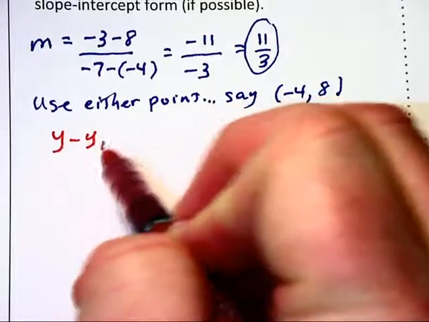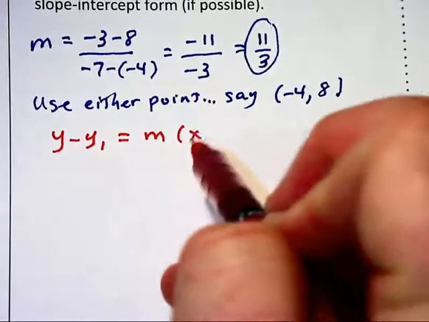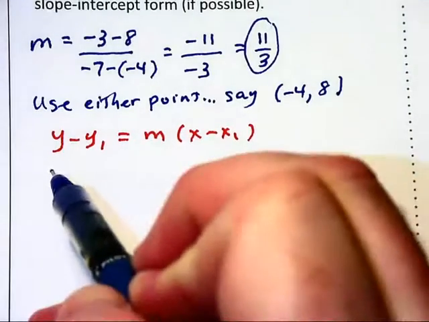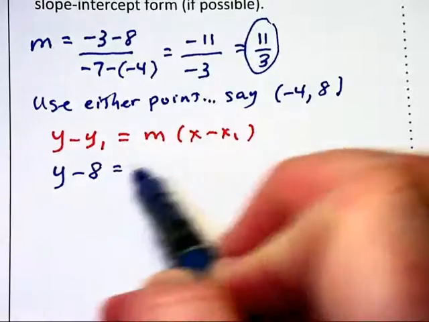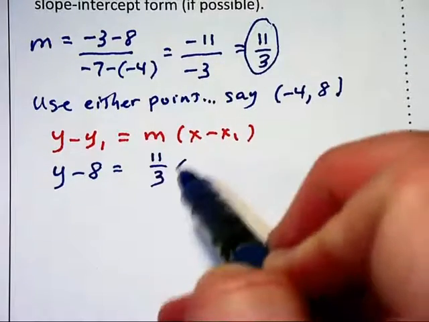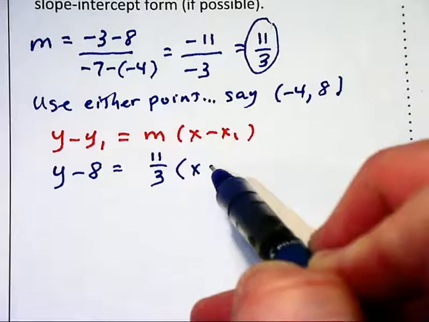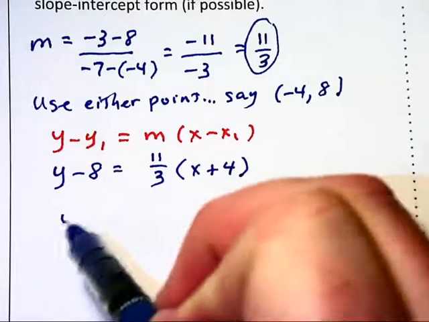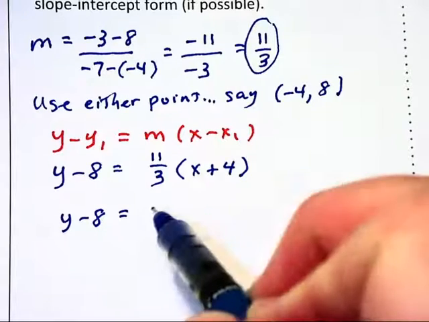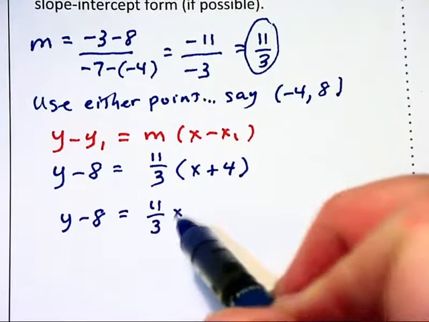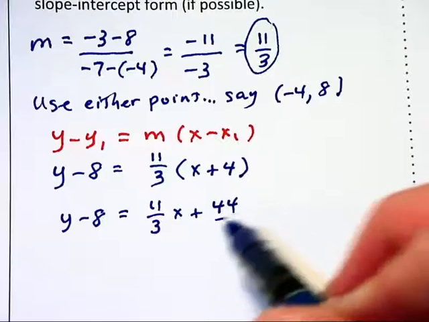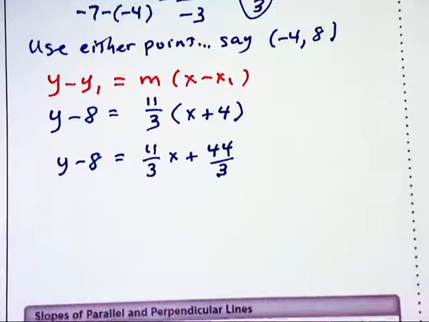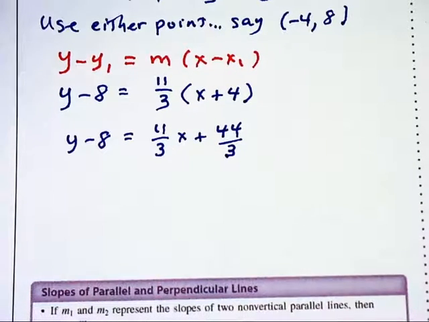Y minus y sub 1 equals m times x minus x sub 1, and substitute these values in. We now have y minus 8 equals a slope of 11/3 times x minus a negative 4, which becomes x plus 4. Let's distribute on the right. Y minus 8 equals 11/3 x plus 44/3.